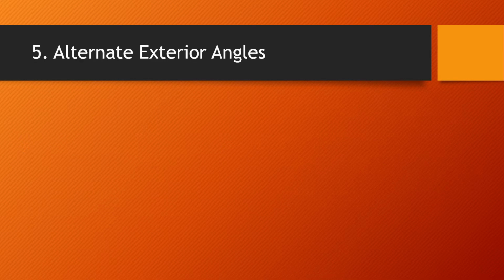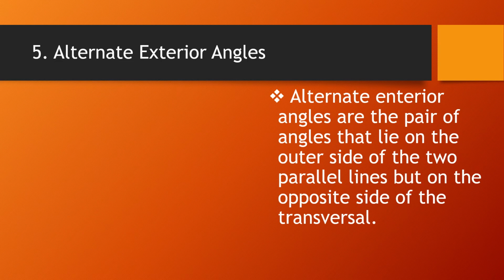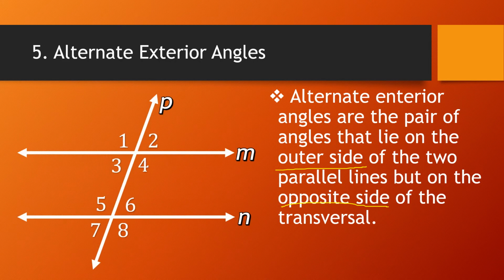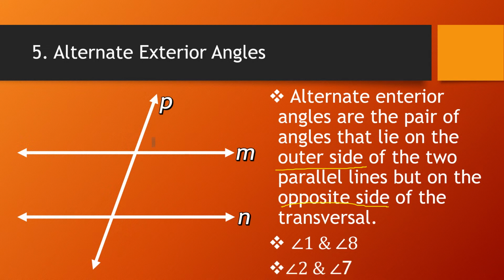Next, we have alternate exterior angles. So these are the pair of angles that lie on the outer side of the parallel lines but on the opposite side of the transversal. Okay, so we have angle 1 and angle 8. And remember, they are all exterior angles. Another, we have angle 2 and angle 7.